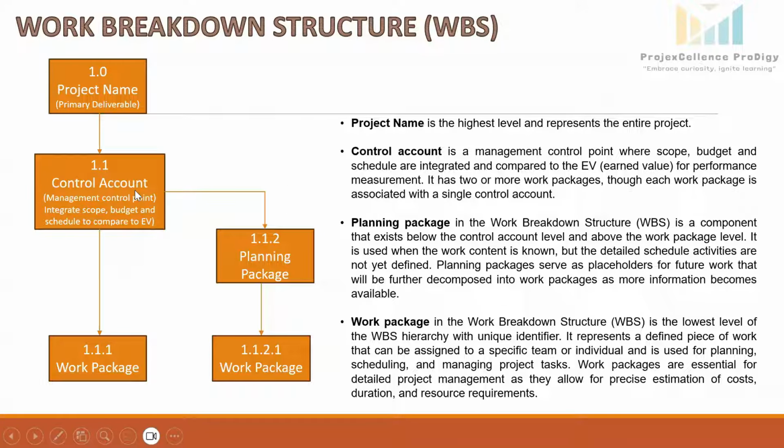The second level is the control account. It is a management checkpoint within the work breakdown structure. It is a point where scope, budget, and schedule for the project are integrated. The performance of the project is tracked and compared against the planned work, budget, and time. A control account typically consists of 2 or more work packages. Each work package is a specific task or deliverable within the project.